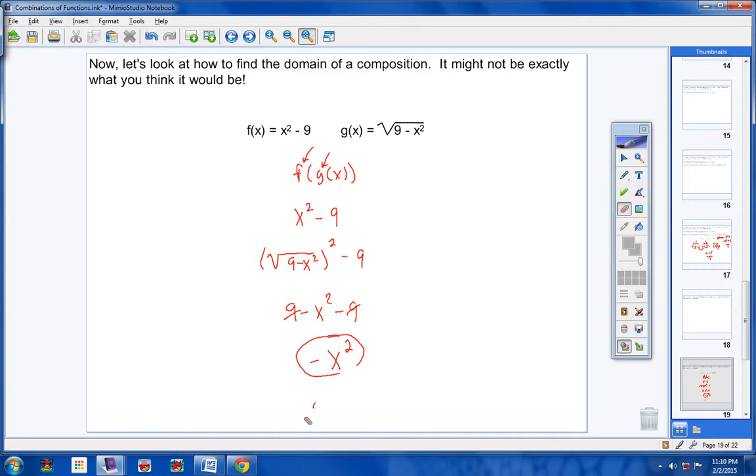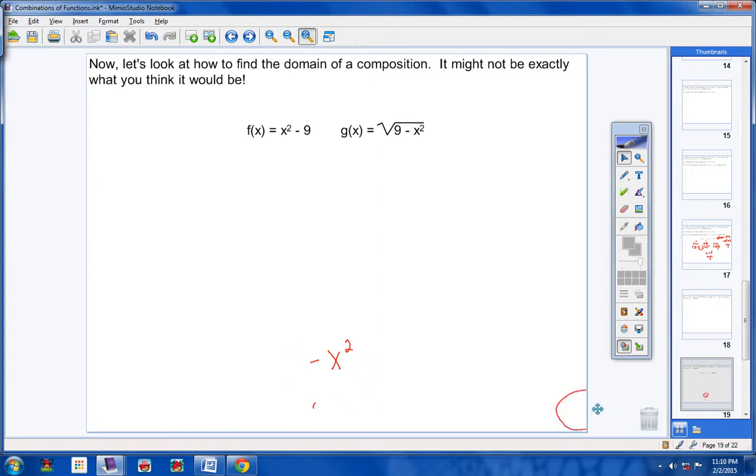Mathematicians have decided that whenever you are asked to find the domain of a composition, you do it a little differently. So if I ever ask you to find the composition like you just did here, and then find the domain of the composition, it's done a little differently, okay? So here's how you would do it. Please pay really close attention.